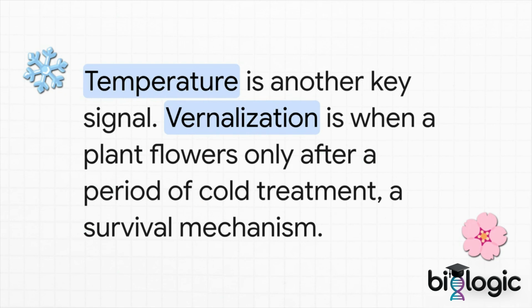And it's not just light. Temperature is another huge signal. Some plants, like winter wheat, absolutely will not flower unless they've gone through a long, cold spell. This is called vernalization, and it's a safety mechanism. It stops the plant from getting fooled by a warm week in January and flowering way too early, only to get zapped by a frost. It's a survival strategy, written right into their code.